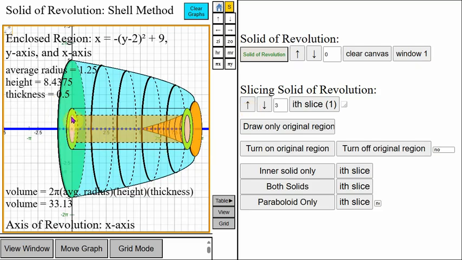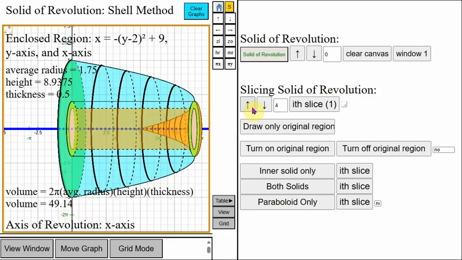And then shell number 3: the inner radius is 1, the outer radius is 1.5, so the average radius is 1.25. To get the height, in place of y we would put 1.25, and that will give us 8.4375, and then the thickness is 0.5. So the volume is 33.13 for shell number 3.